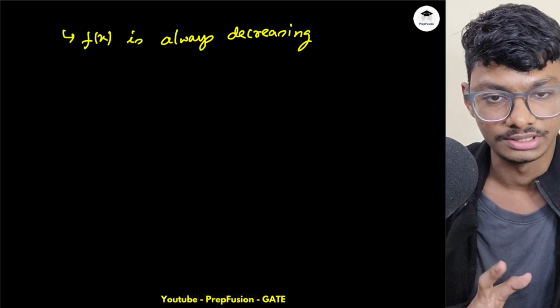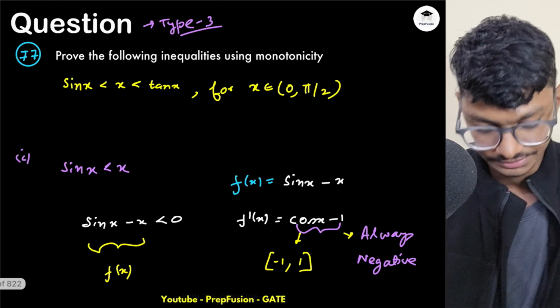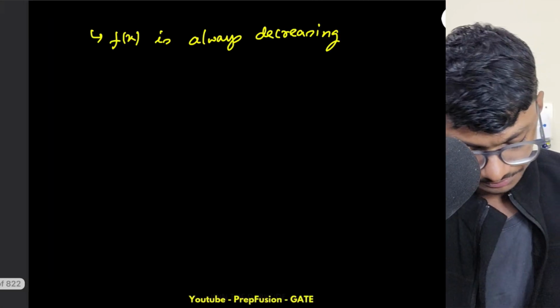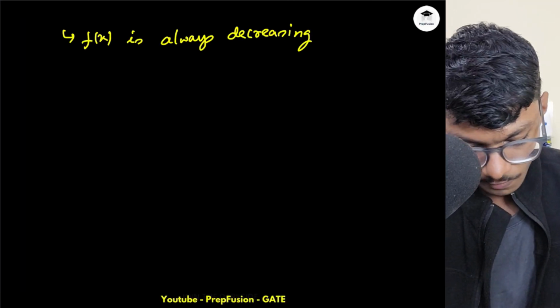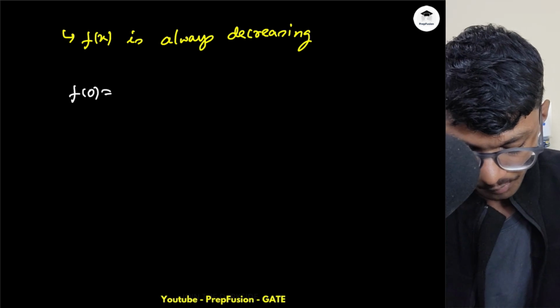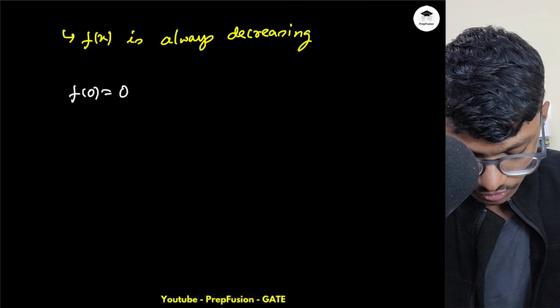So what does this mean? If f of x is always decreasing, what does this mean? So let me calculate the endpoints. So f of 0 is what? Sine 0 minus 0, so it is 0.